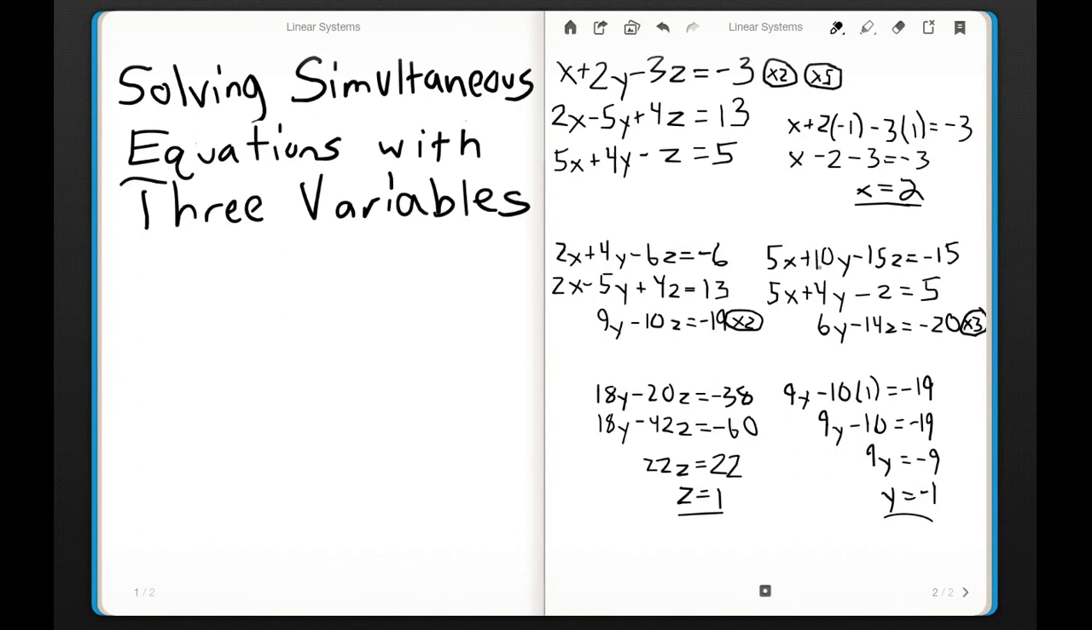Now to write our solution, it's going to be x comma y comma z. It's a 3-variable ordered pair. So let's see, we can squeeze it down here. We have x is 2, y is negative 1, z is 1. And that is the solution to this simultaneous equation of 3 variables. X is 2, y is negative 1, z is 1. If you were to plug all of those back into all 3 of these equations, they would all be true.